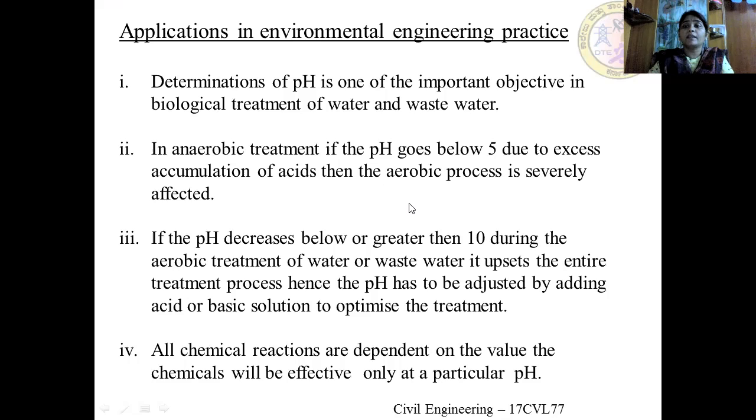It should not go below 5, as excess accumulation of acids will occur there, and this will severely affect the aerobic process. If the pH decreases below 5, then the aerobic treatment of water or wastewater upsets the entire treatment process. Hence, the pH has to be adjusted by adding acid or a base to optimize the value of pH and also to optimize the treatment.